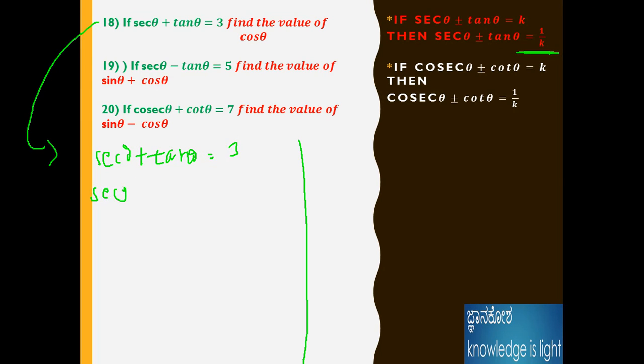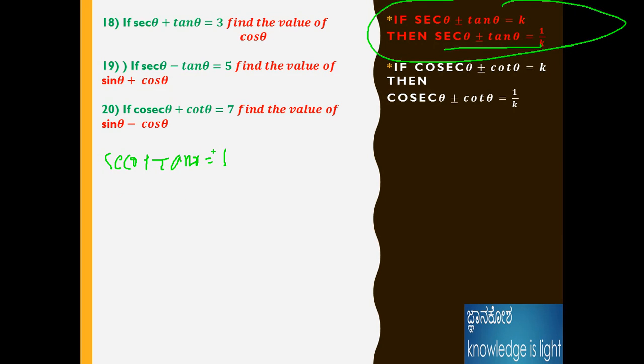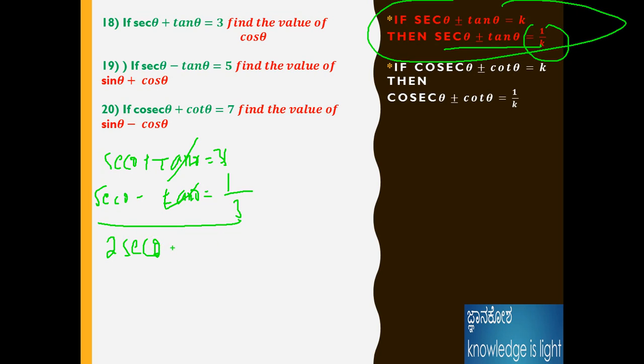Therefore secant theta minus tan theta. Sorry for the interruption. Secant theta plus tan theta is equal to 3, because we know this logic; by using this logic I am taking 3. Therefore I can write secant theta minus tan theta is equal to 1 by k. Here 1 by k is given, right? I can write it as 1 by 3. Therefore tan theta cancels, because the plus and minus signs cancel. 2 secant theta is equal to 3 plus 1 by 3.